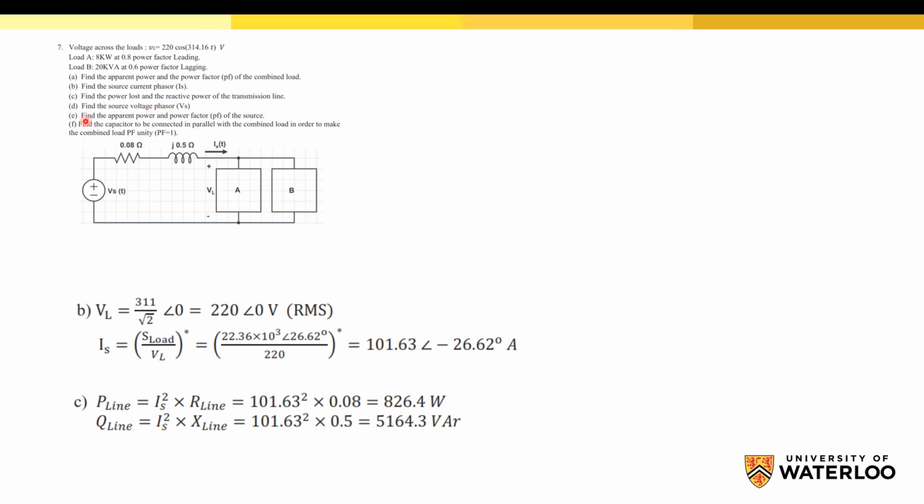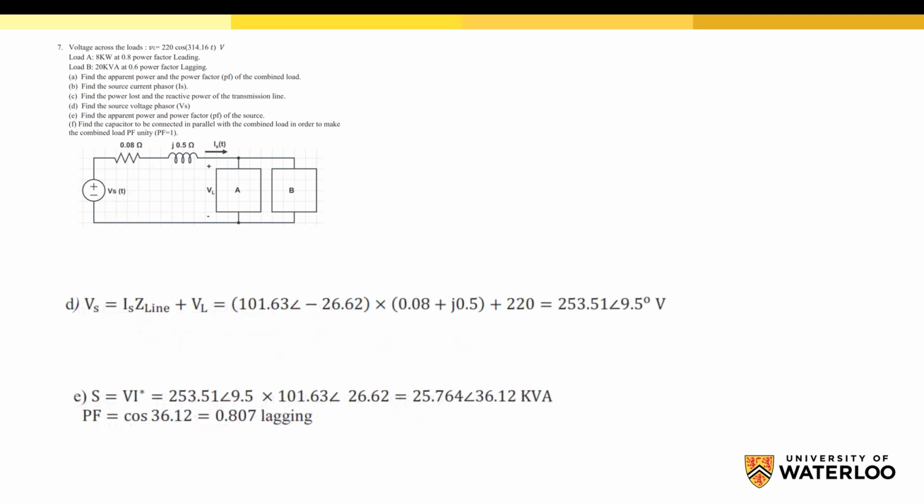For part D, we need to calculate the source voltage. We know the load voltage. We know the current and the impedance. So we can do a KVL at this loop to calculate the source voltage. So just a KVL to calculate the source voltage. Part E finds the apparent power and the power factor of the source. Remember, the apparent power S is equal to V I conjugate. So we can calculate the value of S, and we can calculate the power factor from the angle of this apparent power using the power triangle.